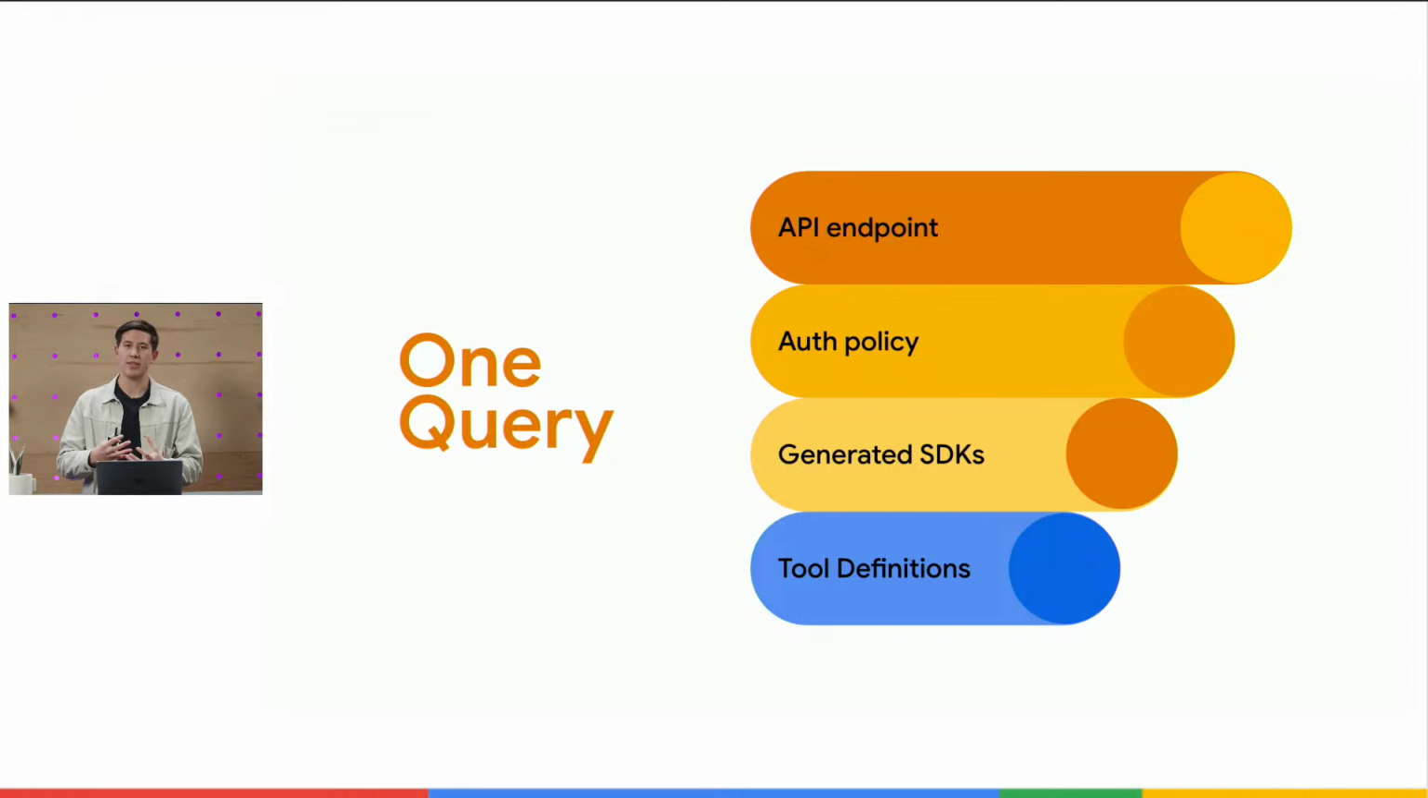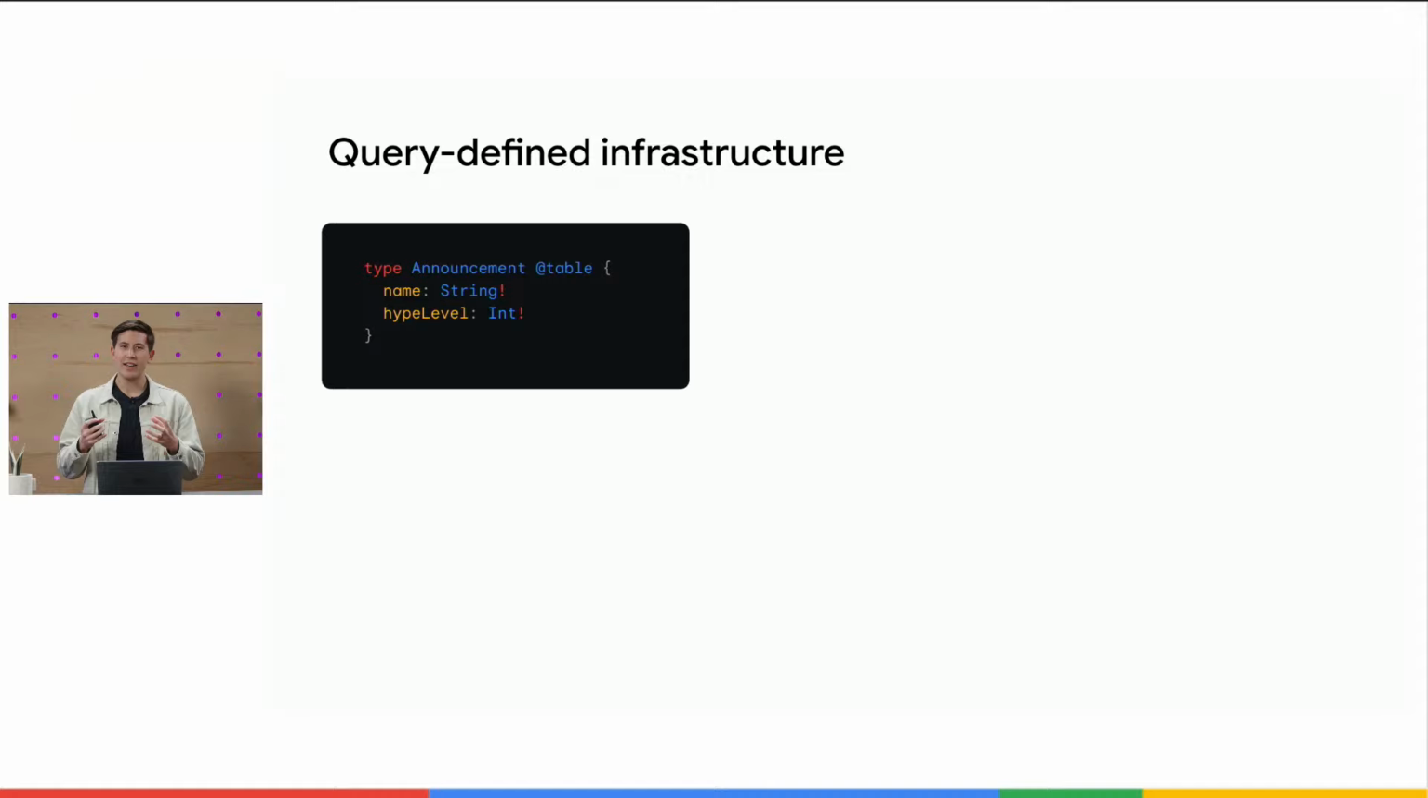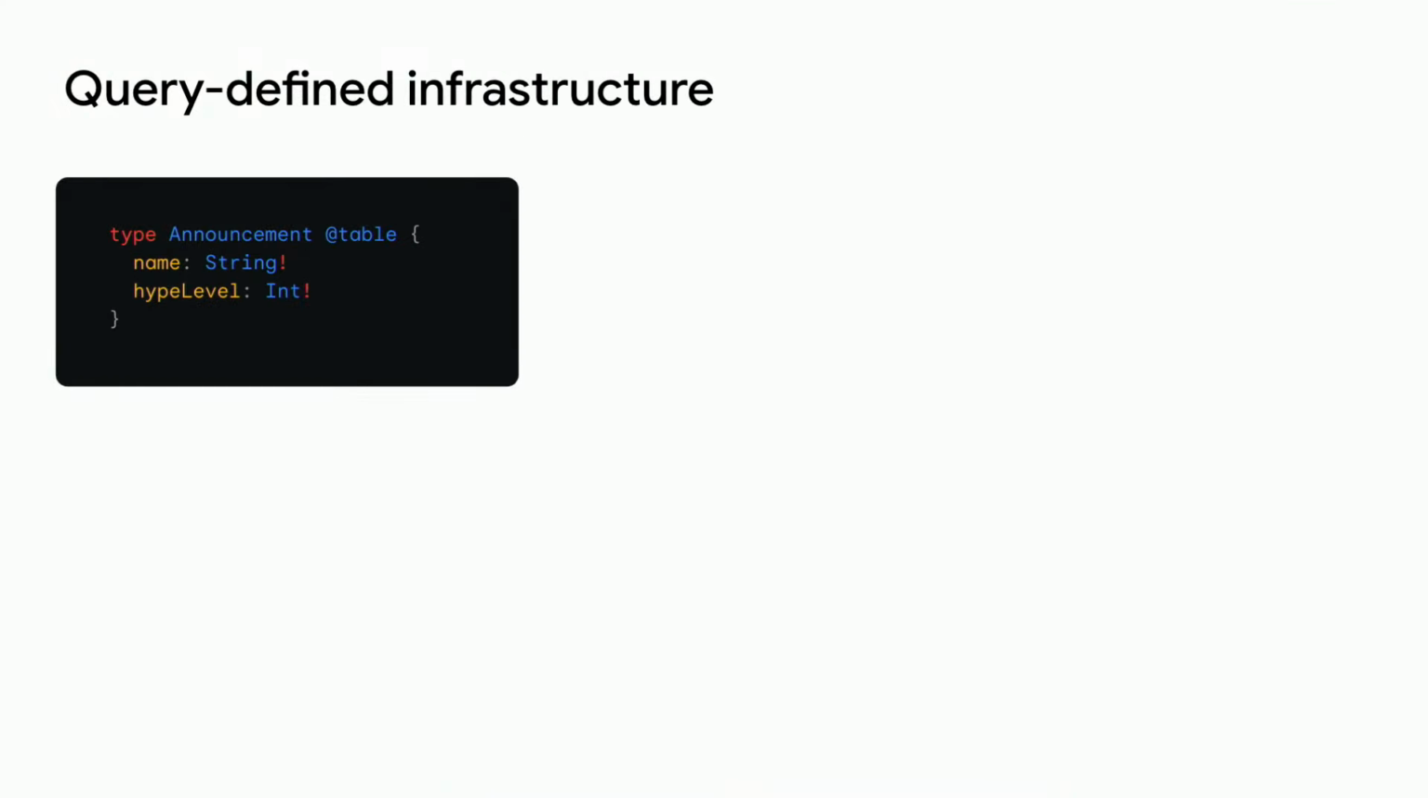So if you want to build agentic applications with generative AI that's going to call in and talk to your database, tool definitions you can think of as kind of a client SDK for an LLM to call into your system. So we have defined and kind of pioneered this concept called query-defined infrastructure.